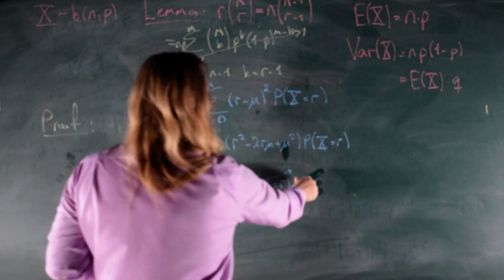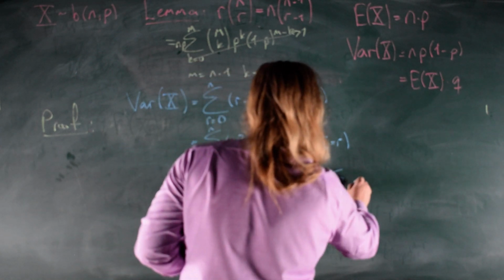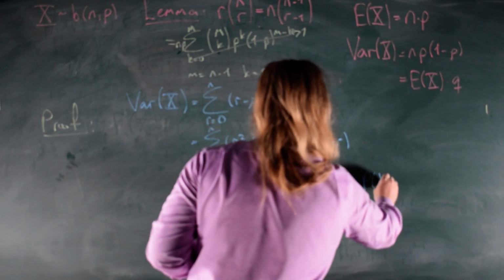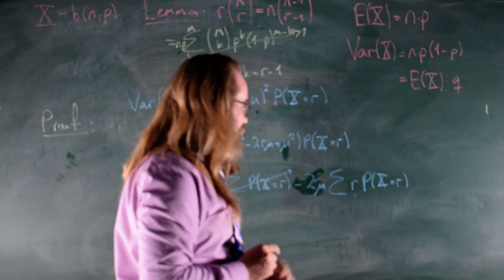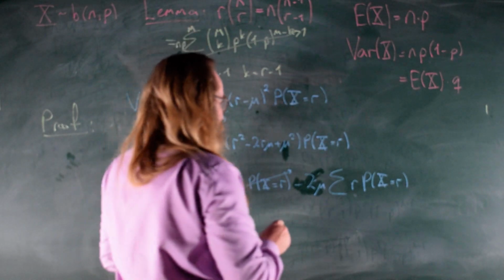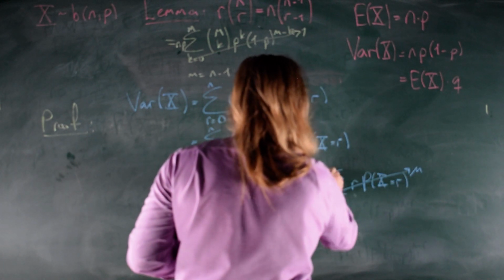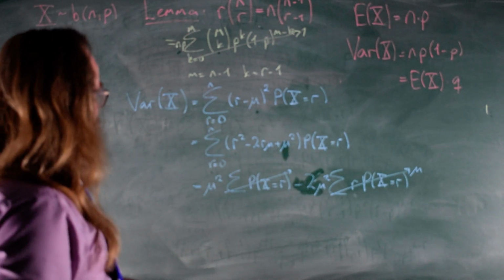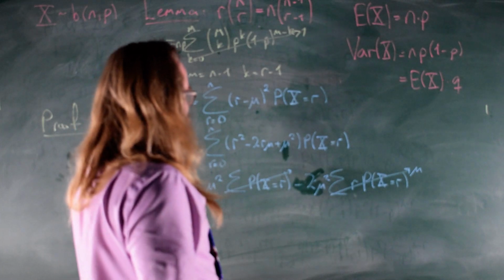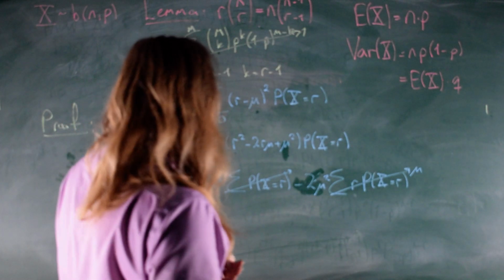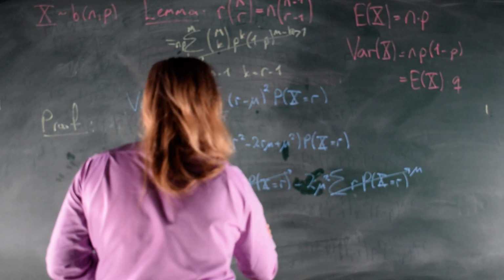Let's still take the constants out, so it's going to be minus 2 mu, and then it's going to be the sum of r times the probability of x is equal to r. I just did this. I just calculated this. This is exactly the expected value, right? So this is mu, and what I really get is I just get 2 mu squared. And if I subtract that from mu squared, I get minus mu squared.